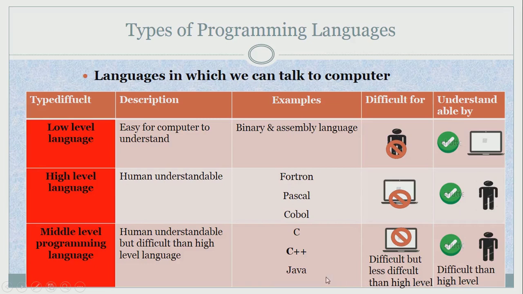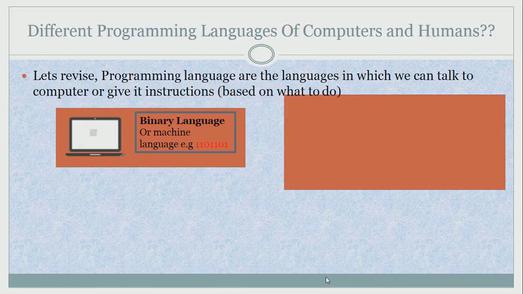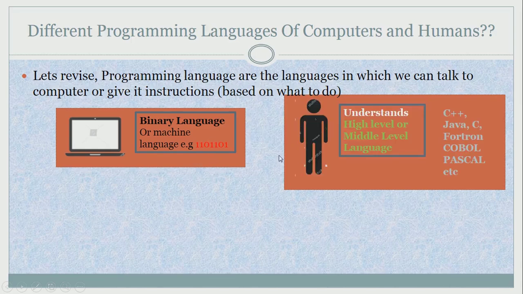So this is a summary of the types of programming languages. As we have already learned that programming language is a language in which we can talk to computer and give it instructions. So now we also learned that computer understands low-level language, or the other name is binary language, which is in the form of zeros and ones. Whereas humans understand high-level language or middle-level language such as C++, Java, C, Fortran, COBOL, etc.